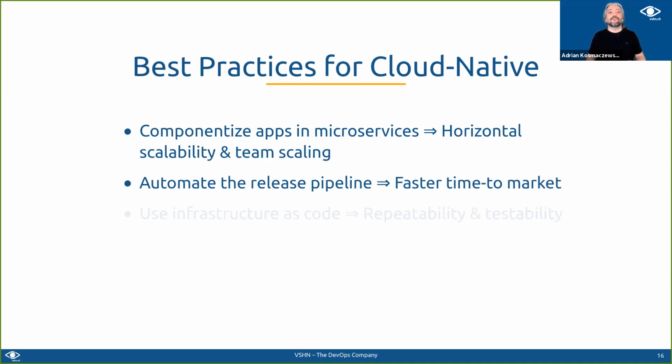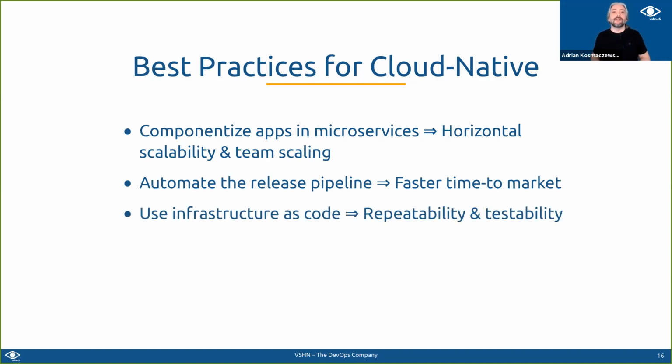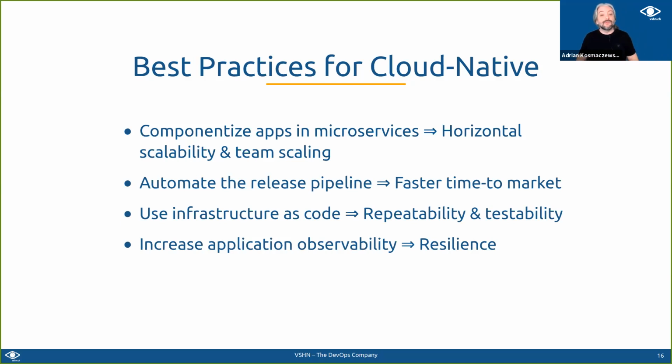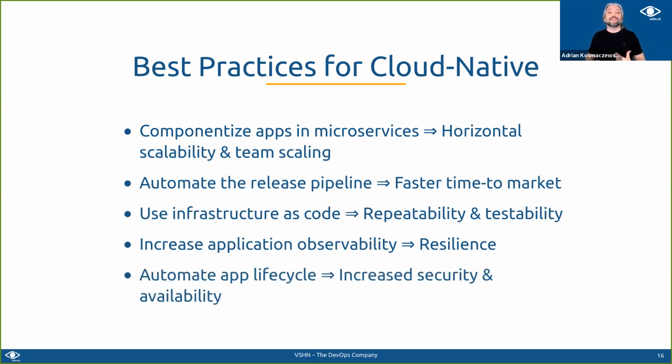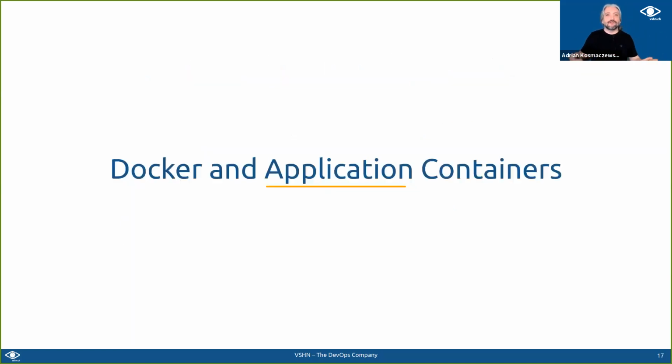And making your apps observable through monitoring will help you make resilient apps. And finally, the automation of the security tasks and the whole application lifecycle helps your team find the correct security issues faster. Very good. So much for cloud-native applications.